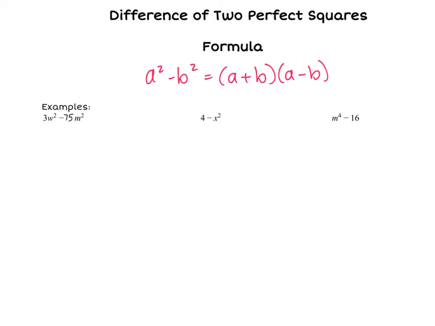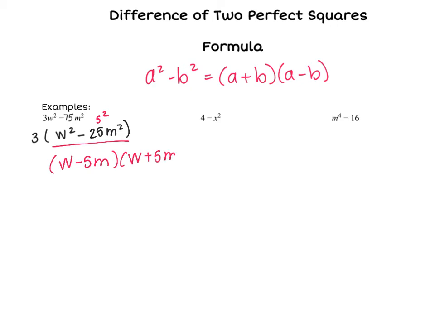This first problem has a greatest common factor of 3, so we have to factor that out, and then we're left with w squared minus 25m squared. If you look, as I've said, you always must check inside the parentheses and see if you can factor anything further. Now we have w squared and 25m squared, and 25 is just 5 squared. So we can write this parentheses as w minus 5m and w plus 5m. And don't forget the GCF, and we are done.